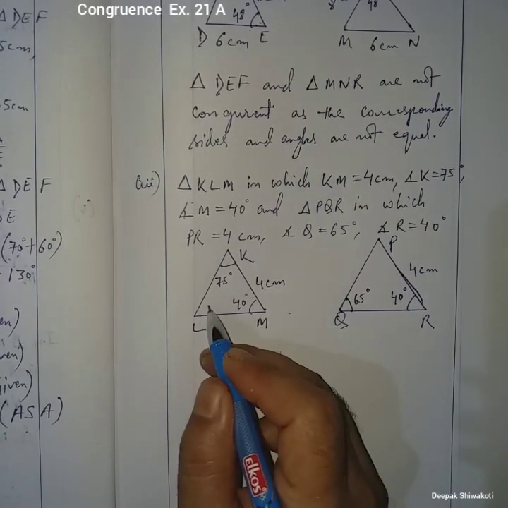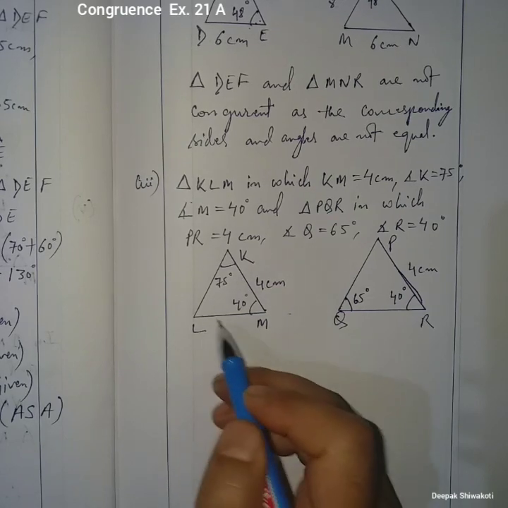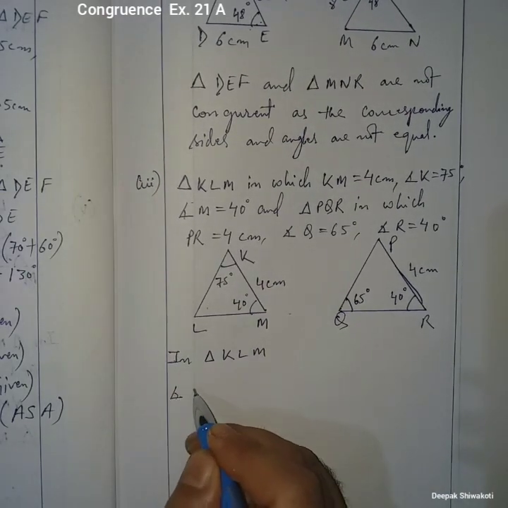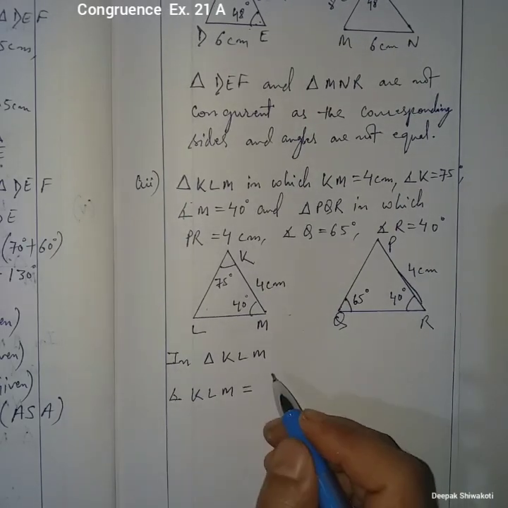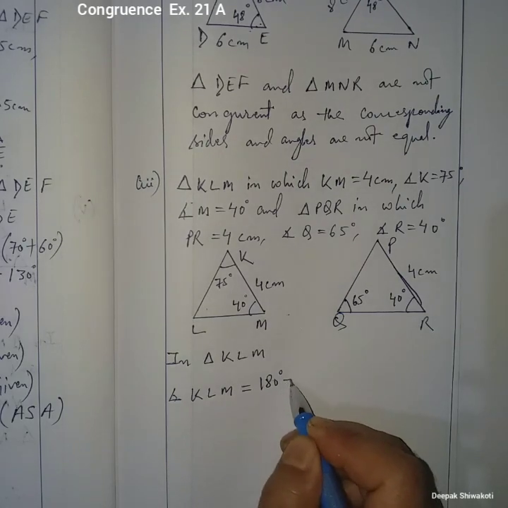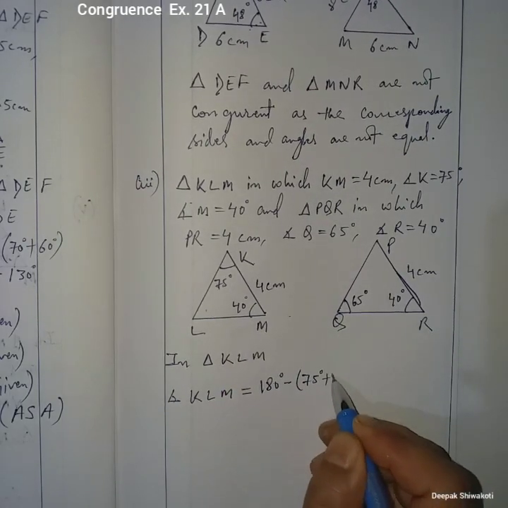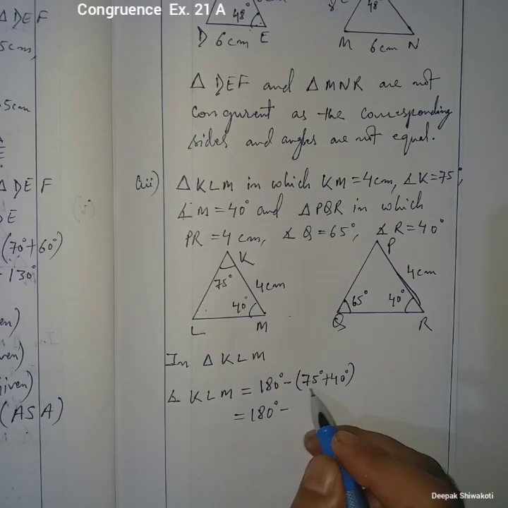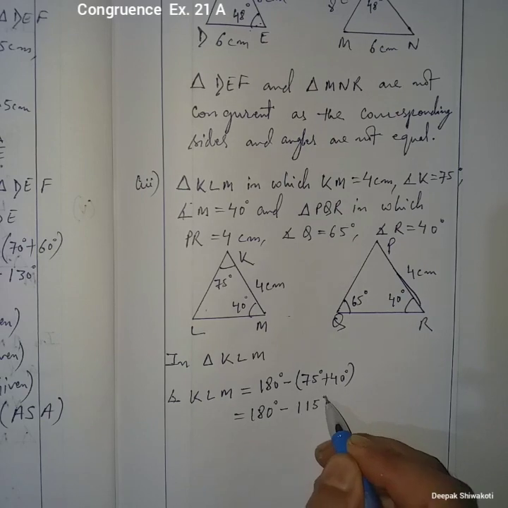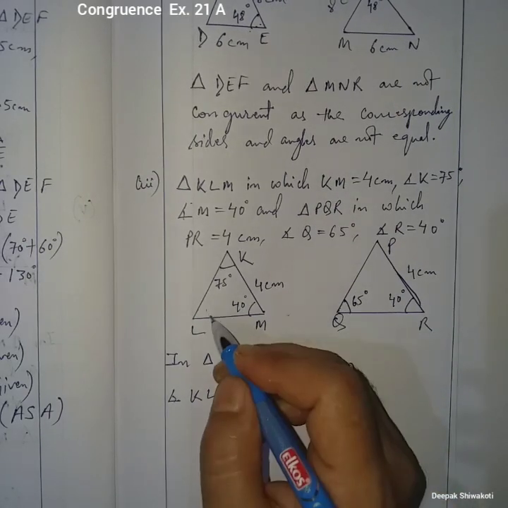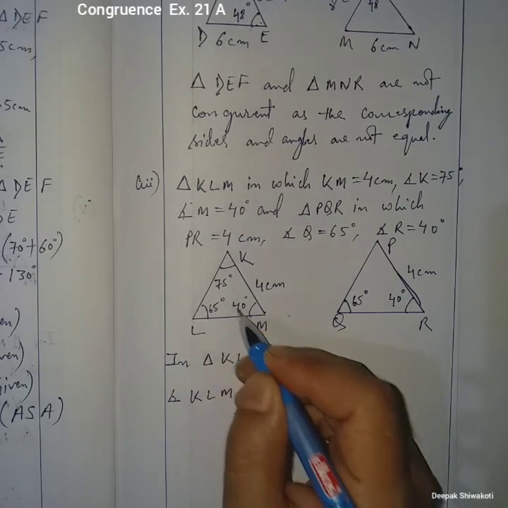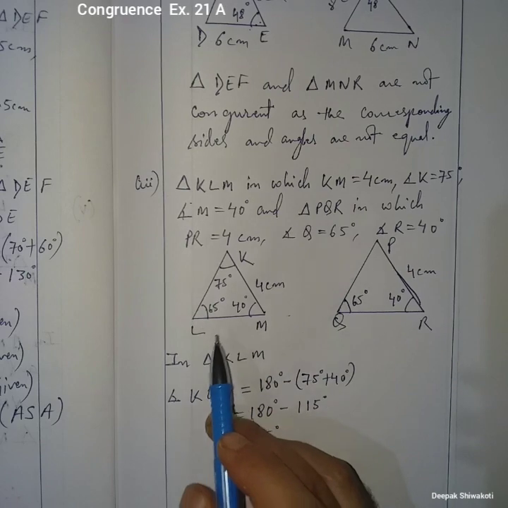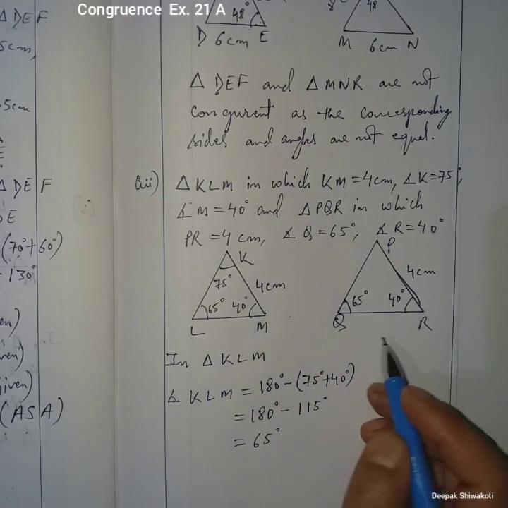So let us find the angle KLM of this triangle. In triangle KLM, angle KLM is equal to 180 degree minus the sum of these two, 180 degree minus 115 degree, so this is 65 degree. Now you can see angle, angle, side. So by the angle, angle, side condition, these two triangles are congruent.